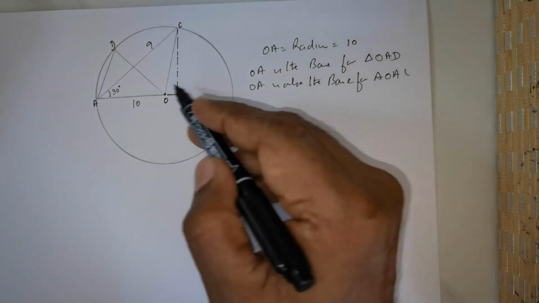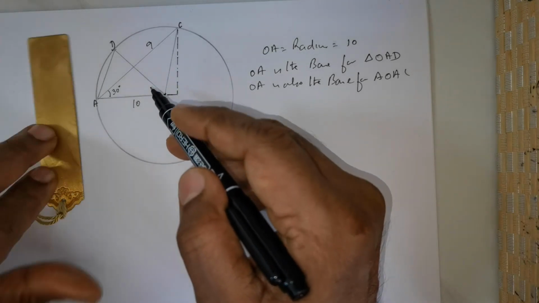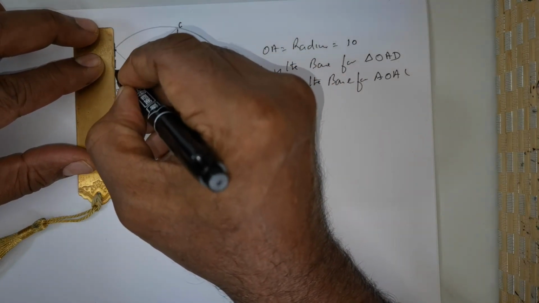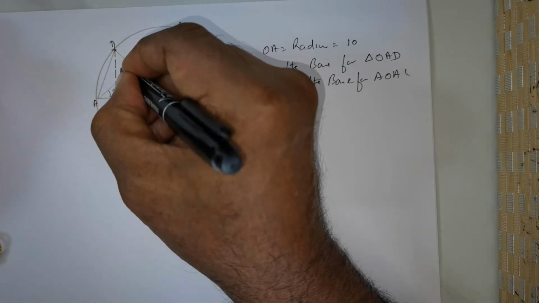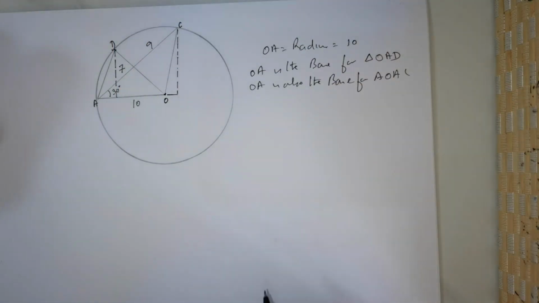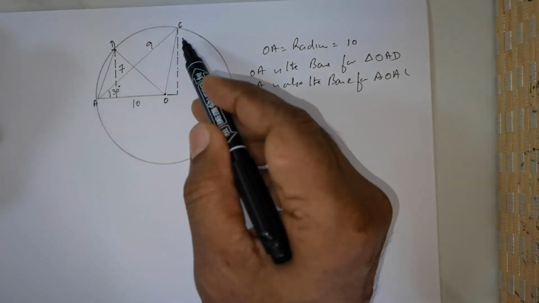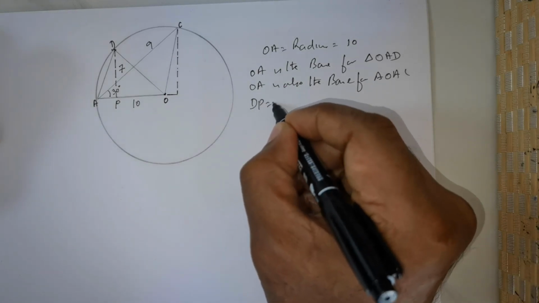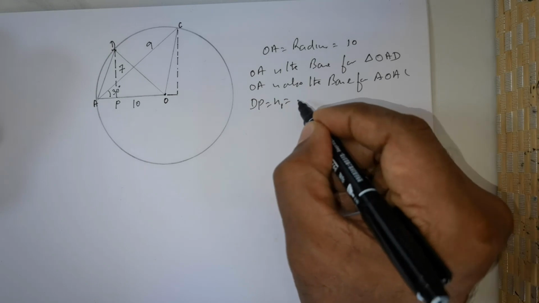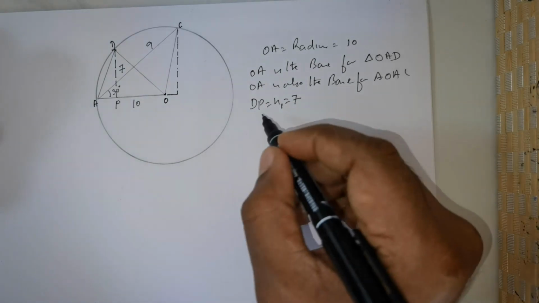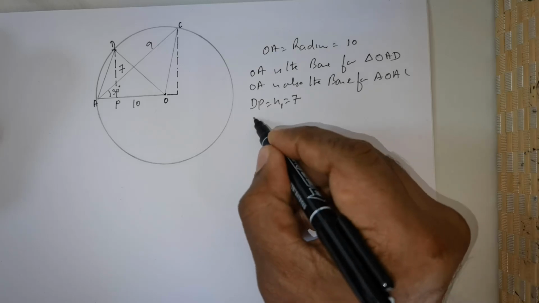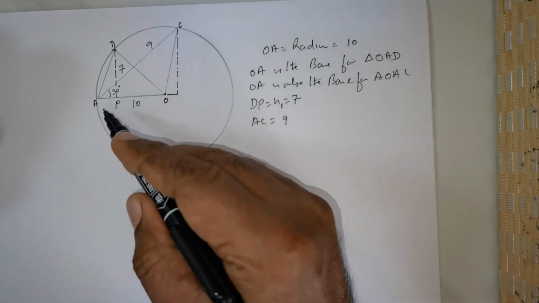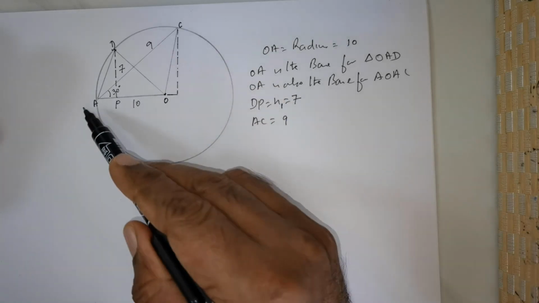Now we are also given the height of the first triangle. Now this is the height, and that height is given as 7 units. Let me take this point as P. So DP is the height of the first triangle and it is 7 units. And we are also given the slant height. AC is the slant height of triangle number 2, OAC.